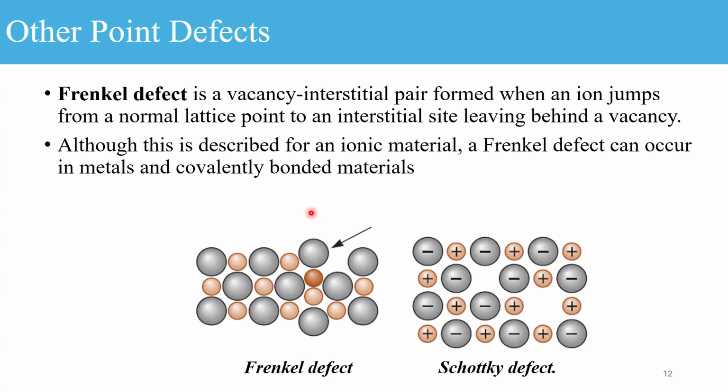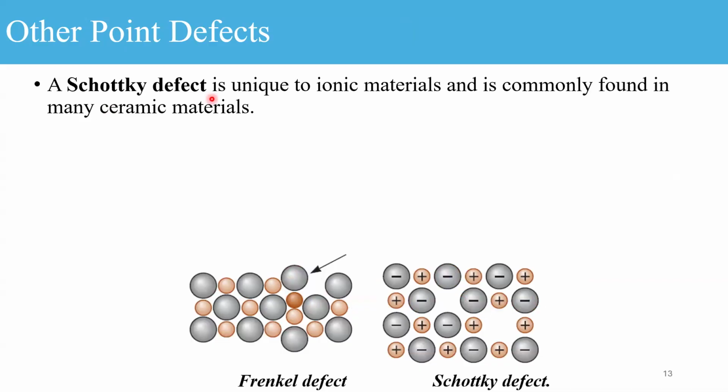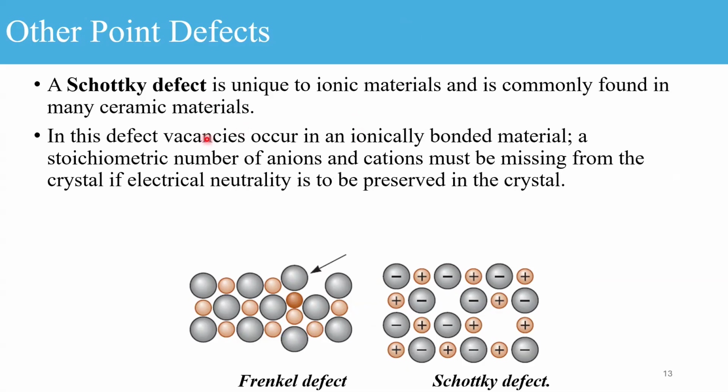Usually the Frenkel defect is described for ionic material, but it can occur in metals as well as covalently bonded materials. The Schottky defect is unique to ionic materials only and is commonly found in some ceramic materials too. In this defect, the vacancies occur in ionically bonded material. The stoichiometric number of anions and cations is always balanced if the electrical neutrality is to be preserved in the crystal.